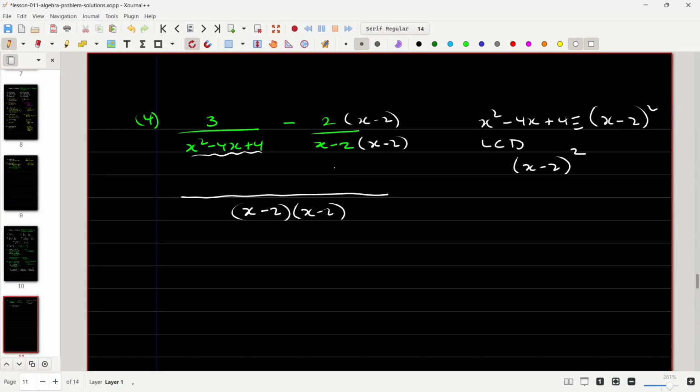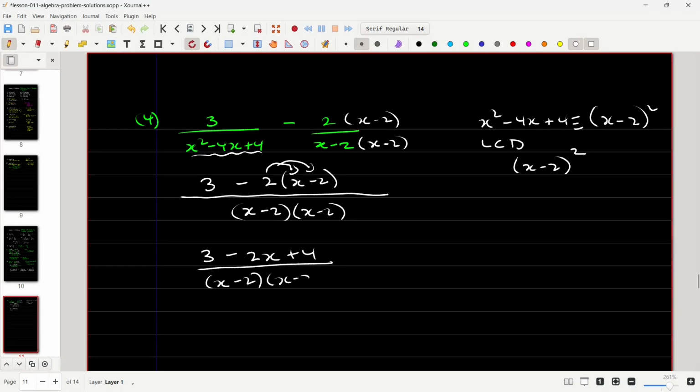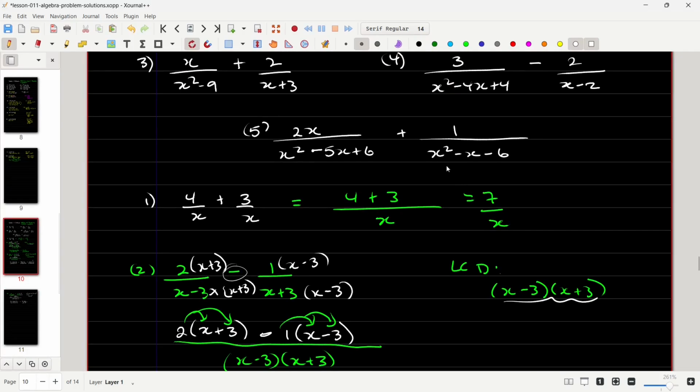And then we're going to write this out, and we're going to get 3 minus 2 into x minus 2. We're going to simplify by expanding this with distributive law. Let me just write that a little bit better. So this here with distributive law, and we'll get 3 minus 2x plus 4 all over x minus 2, x minus 2. And we're going to have 7 minus 2x all over x minus 2 squared. All right, and that's the answer for this one. Let's go on to number 5 now, which is the last one.